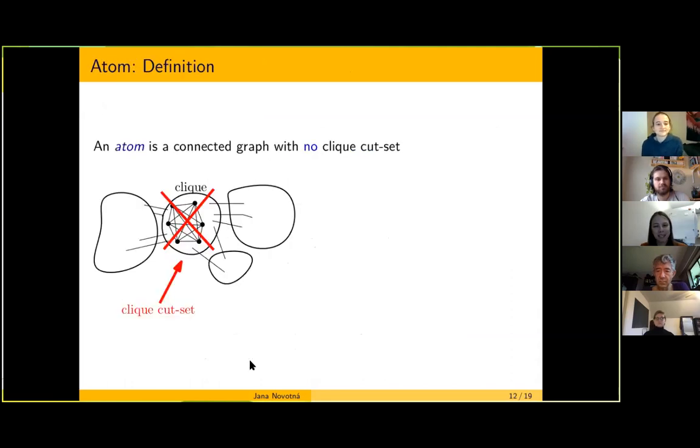So what is an atom? An atom is a connected graph with no clique separator. In other words, you cannot find any clique such that if you remove it, your graph becomes disconnected. This is quite an easy definition, but important in my talk.